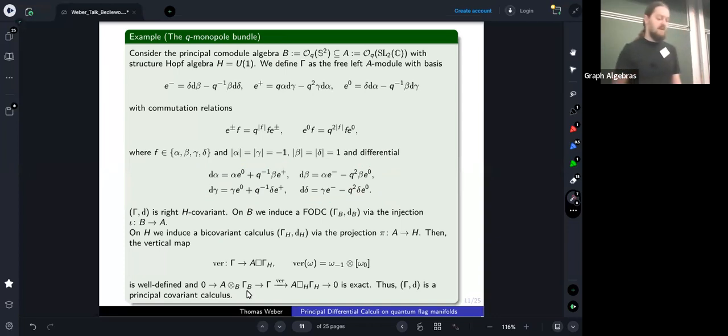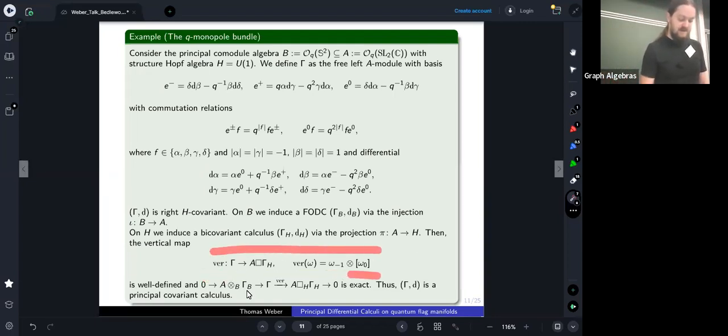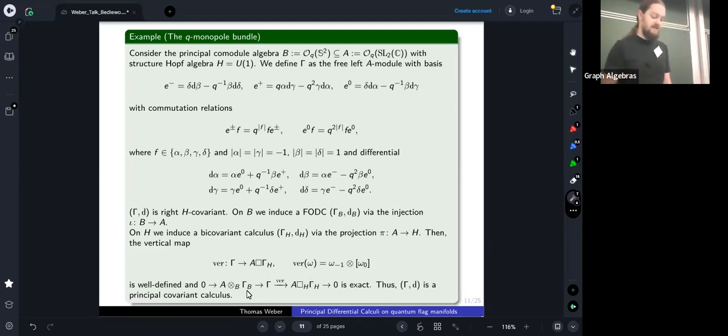You can show it's a right H covariant calculus. On B, you take the pullback calculus, via this inclusion here. And on H, you take the quotient calculus. So this is possible because you're having a projection map from A to H here. That's why you can take a kind of quotient calculus on H. And you can show that the vertical map is very easy in this case, and that it makes the sequence exact. Just very briefly on the 3D calculus.